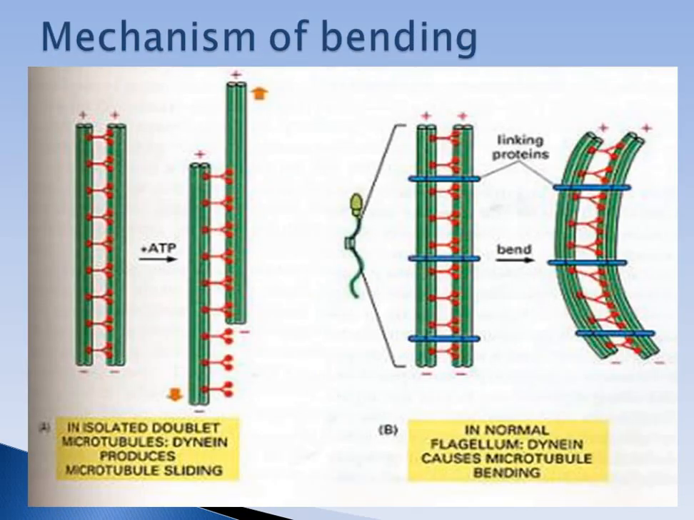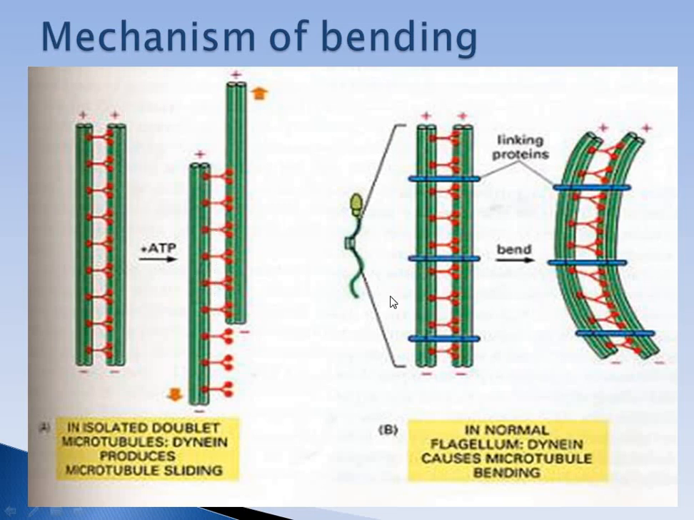Now, what is the mechanism of bending? How do these microtubules help in the movement or bending of cilia and flagella? The dynein arms of one doublet attach to an adjacent doublet and pull it so that they slide in opposite directions. When the dynein arm attaches to the second doublet, it pulls that doublet and then releases it, then again attaches to the doublet but at another site, another place. So it pulls it in the opposite direction.